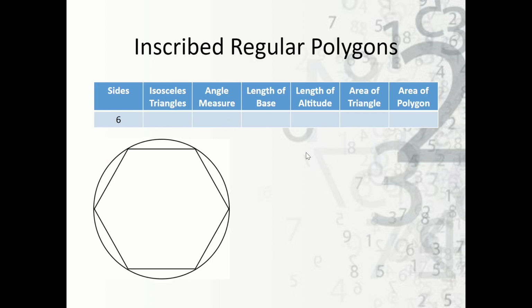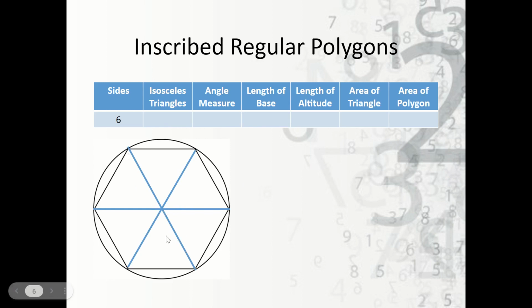Now let's look at a 6-sided figure. Well, we're going to do it the same way. So we connect all the dots. So now, how many triangles did we end up with? Well, we ended up with 1, 2, 3, 4, 5, 6. So like I said earlier, the number of isosceles triangles is equal to the number of sides.